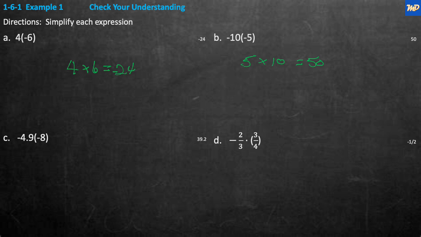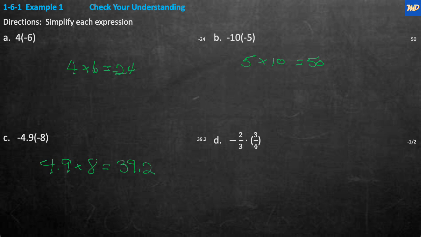How about C? 4.9 times negative 8. And I'm going to just say 8. They're both negative, so it's going to be a positive number. And that equals what? 39.2, positive.